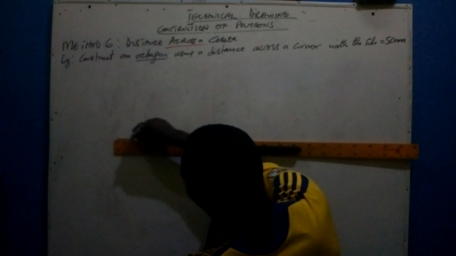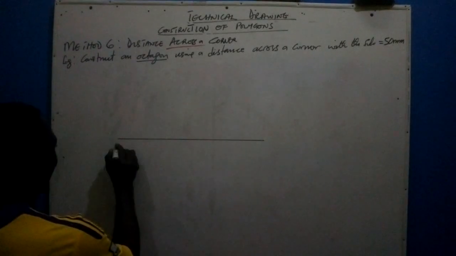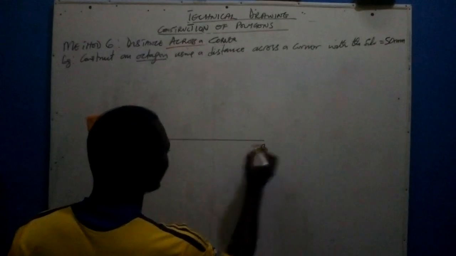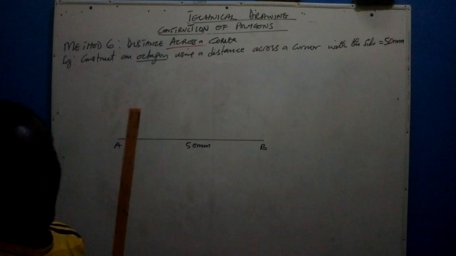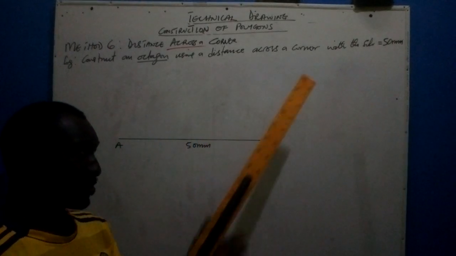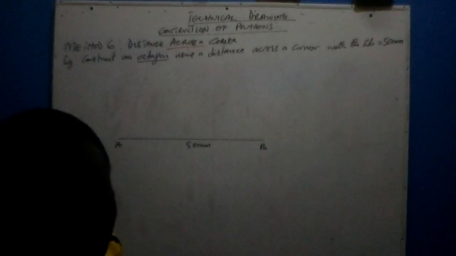What you do is that you first draw your side. This is the 50 millimeters. Now I can name it. Here is my A, here is my B, which is the 50 millimeters. It's the same as 5 centimeters. But mind you, the measurement was not said that I should write it in centimeters. The measurement that is given to you, you use the same measurement.